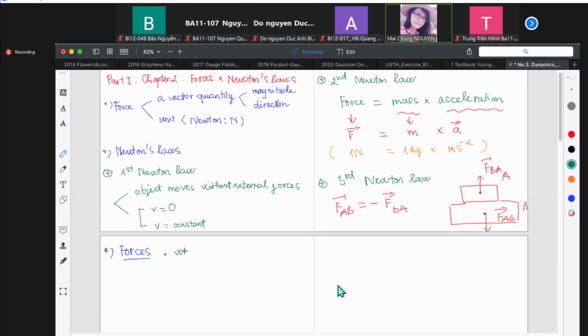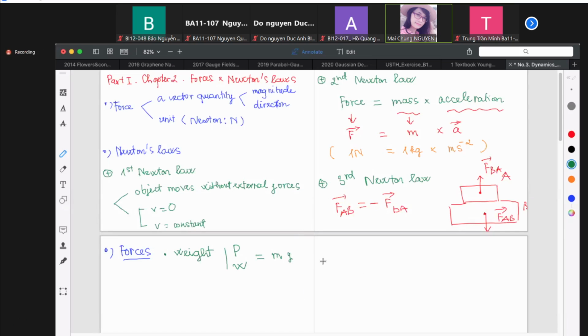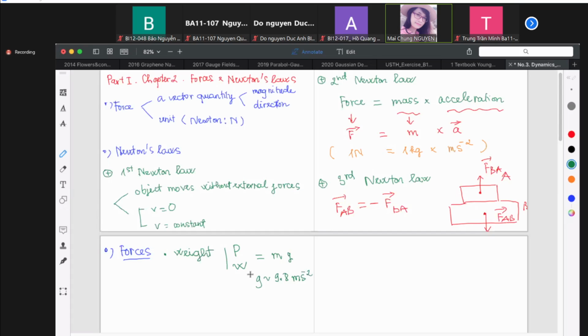Only for the first one, we talk about the weight, right? For the weight, you could use P or W as the name of weight. So P or W is equal to mg, right? So the magnitude is equal to mg, with g the free fall acceleration. The value is approximately 9.8 in the unit of acceleration. Is that right?